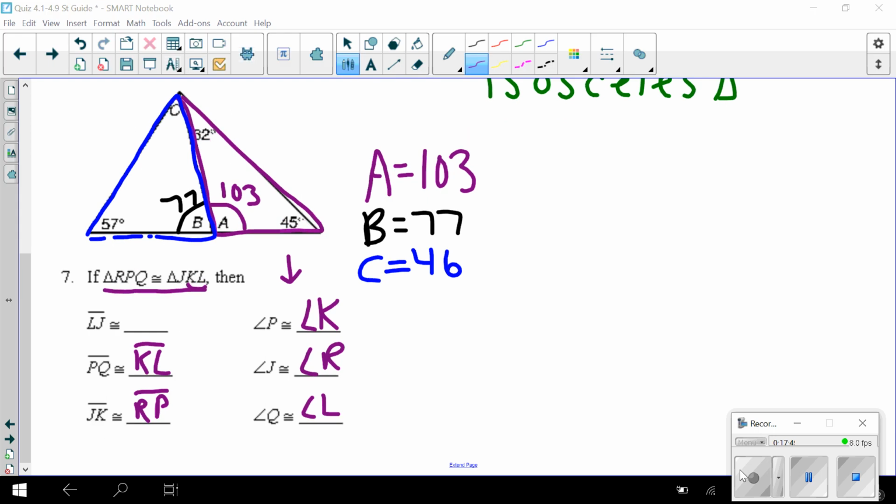And the reason I skipped the first one was because this is a little bit different. We have L and J, so we looked at the last letter and the first letter. So that means that the last letter here and the first letter here is going to be our congruent statement. So Q and R. And I'm done.